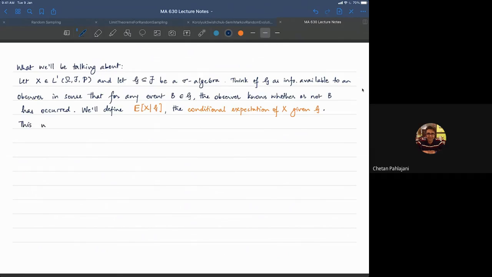This will turn out to be a random variable. So the first thing you will note is that the conditional expectation of a random variable is going to be another random variable. Actually, let me add a little more detail there. The conditional expectation of an L1 random variable is going to be another L1 random variable. So E of X given G, however we end up defining it, is going to end up being a random variable. It is also going to end up being L1.